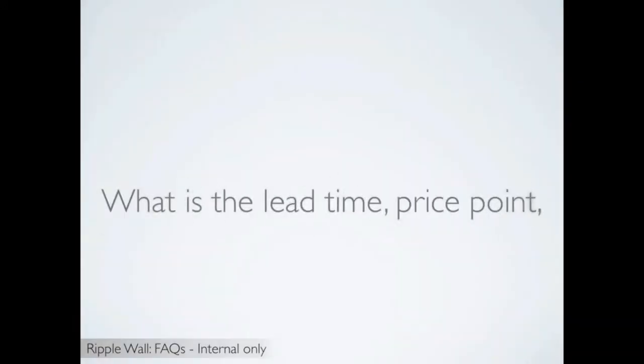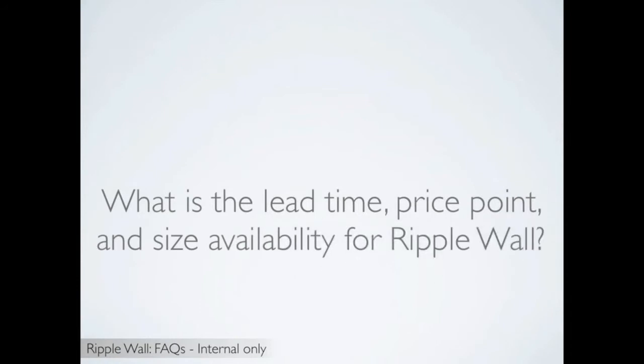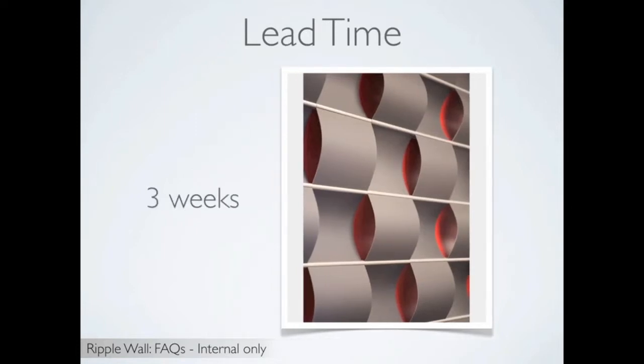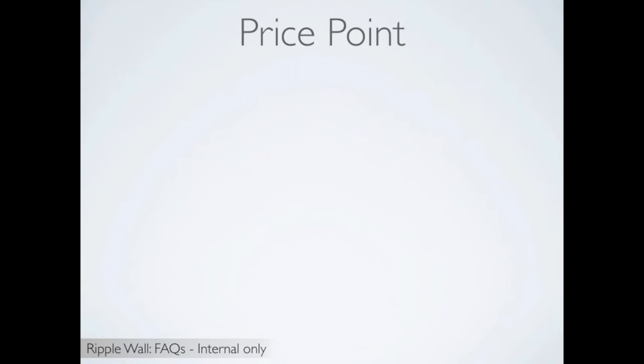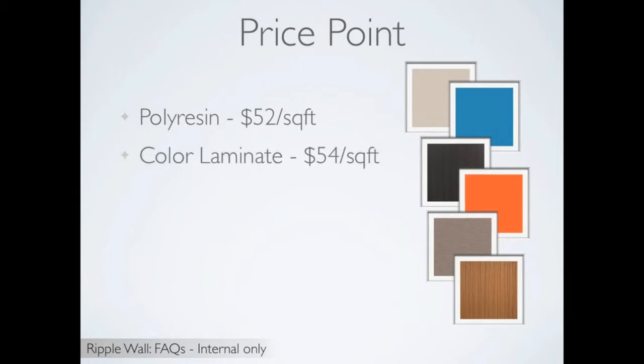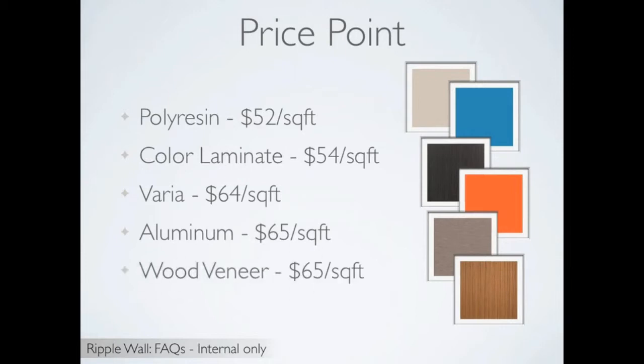What is the lead time, price point, and size availability for Ripple Wall? The standard lead time for Ripple Wall is 3 weeks. The pricing depends on the type of material specified. For example, polyresin is $52 per square foot. Color laminate is $54 per square foot. Varia is $64 per square foot. Aluminum is $65 per square foot. And wood veneer is also $65 per square foot.